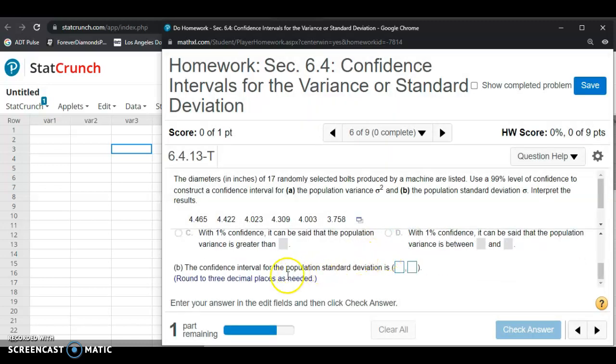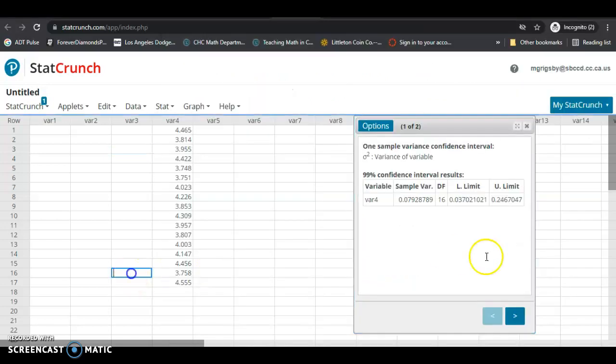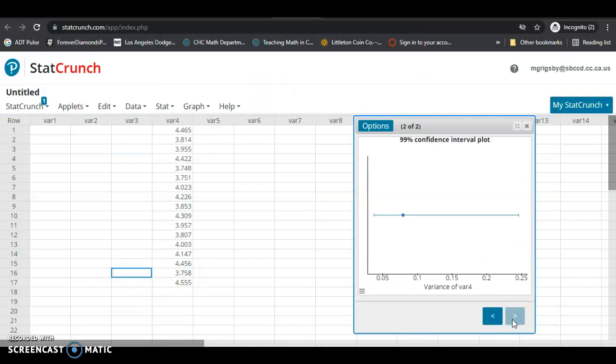All right, and then we're going to do the confidence interval for the standard deviation in just a moment. But I do want to mention that in our confidence interval plot, notice that this is our confidence interval. The left-hand side, the lower limit, is 0.037, and the upper limit is 0.247. So what is this dot here? It's obviously in between the lower limit and upper limit, but notice that this dot is not in the middle of the interval. This dot represents the sample variance, the variance of our sample.